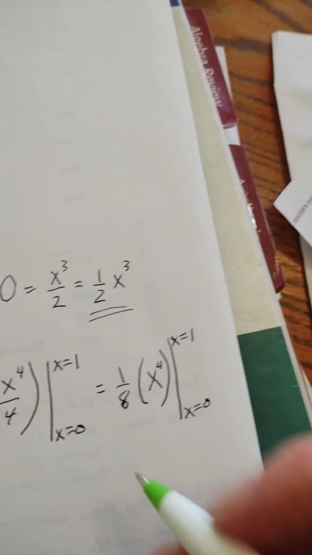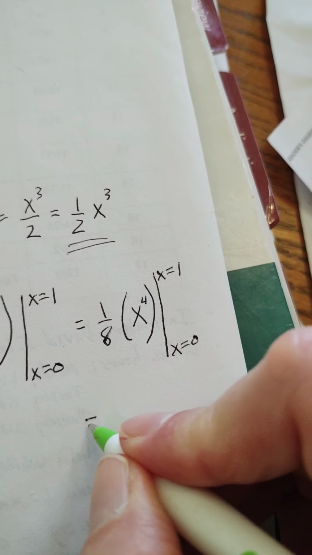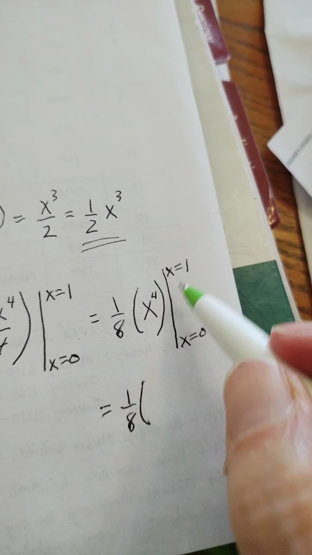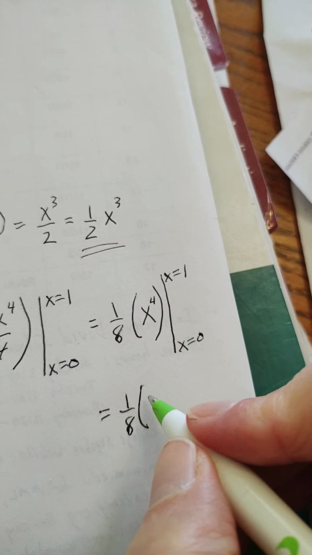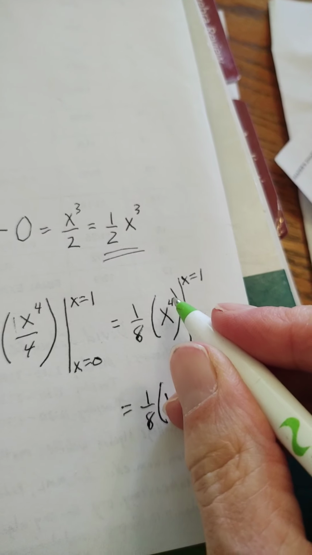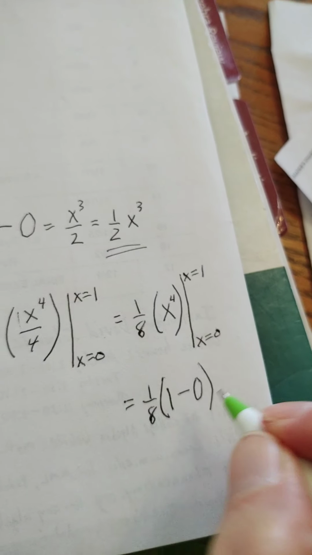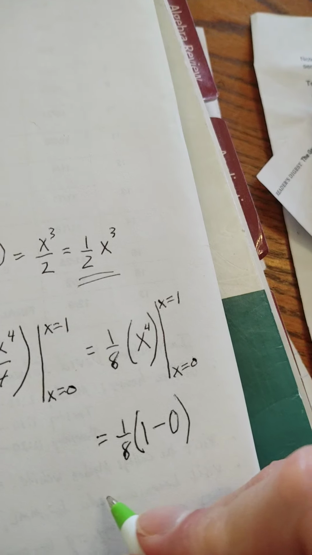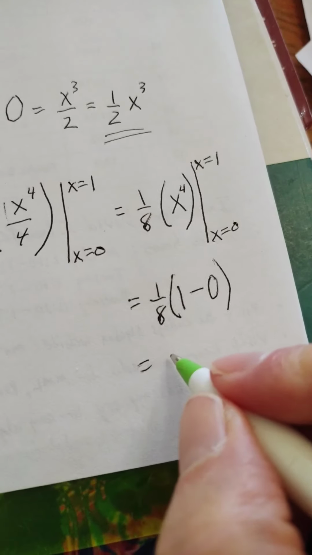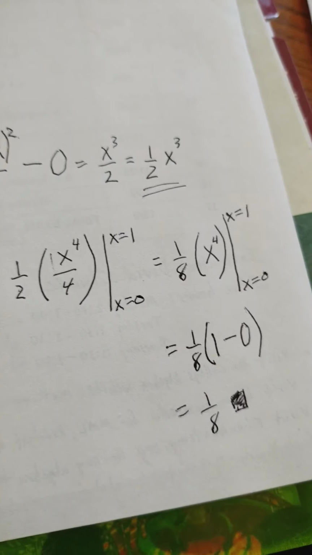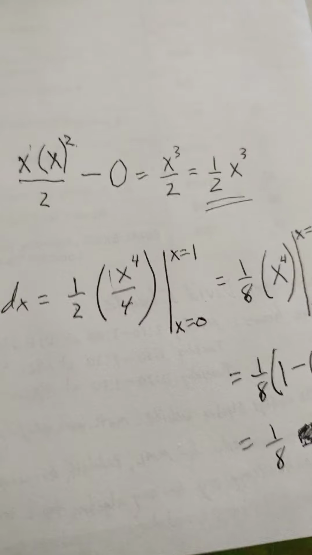Okay, we're almost done, so I'm just going to continue down here. So this is going to equal, pulling out that 1/8, first you input x equals 1. What is 1 to any power? 1. And then minus, and then we input the 0. What's 0 to any power? 0. Inside the parentheses, 1 minus 0 is 1. 1/8 times 1 is 1/8. So there's our final answer, 1/8. Done. So there is the volume. So we're done with that problem.